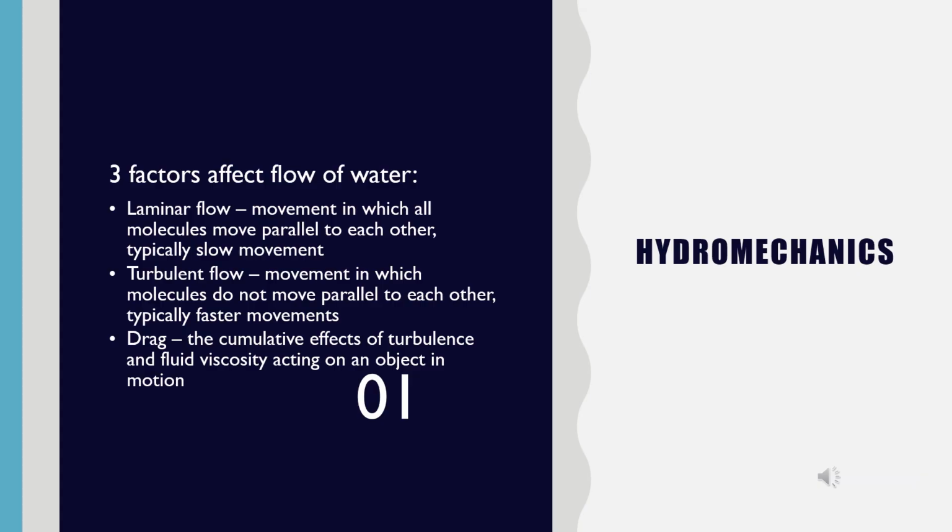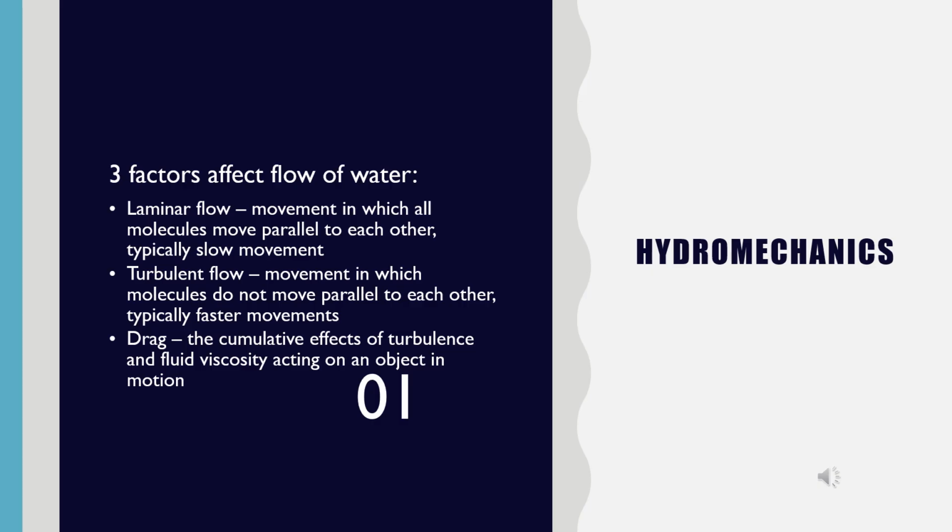Hydromechanics, so we're really talking about the way that fluids move, right? And we've got three factors that affect the flow of water. A laminar flow is movement in which all of the molecules are moving parallel to each other in a typically slow movement. You can think of this like a slow flowing creek or river where the water is just gently streaming and everything is moving in the same direction.